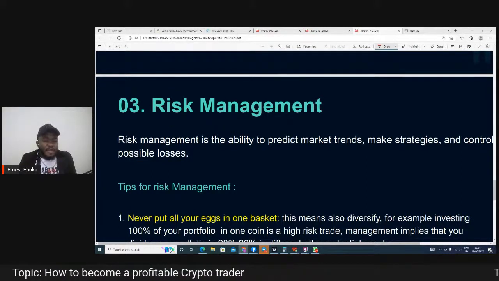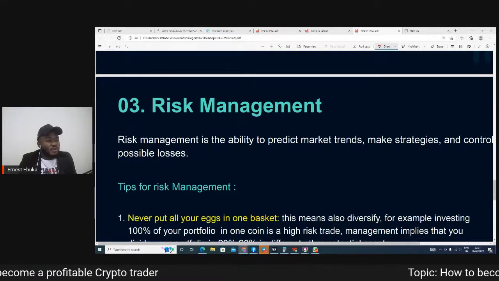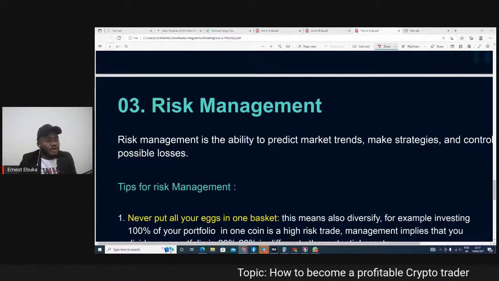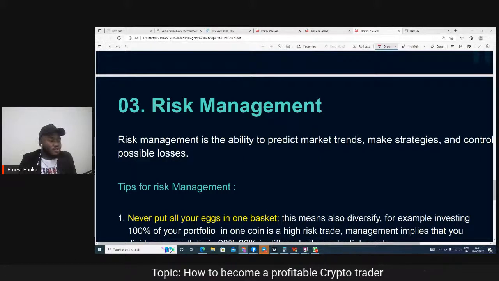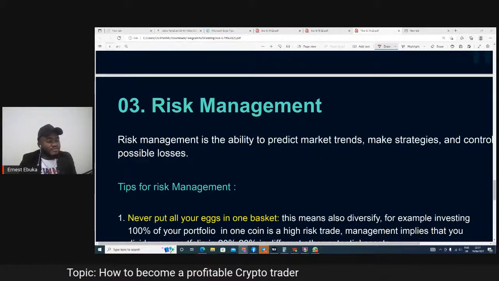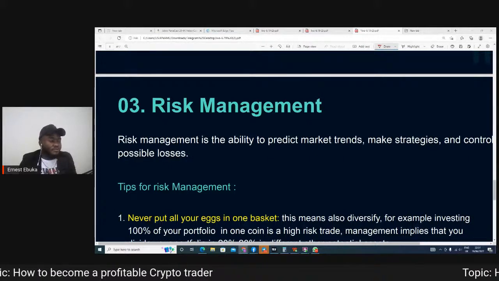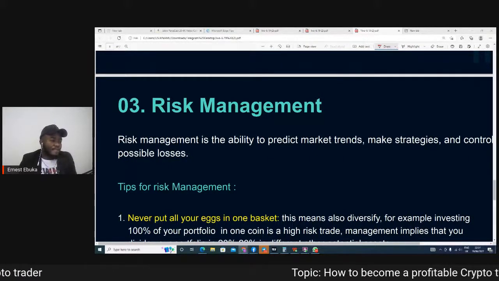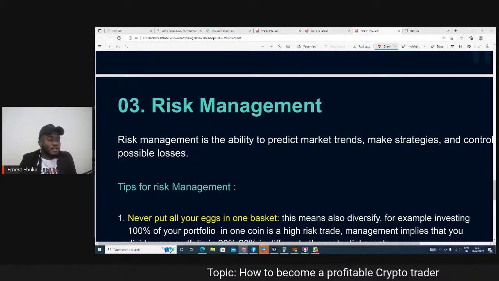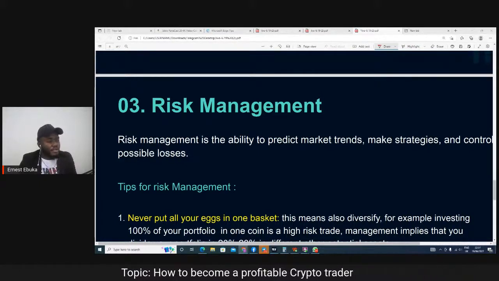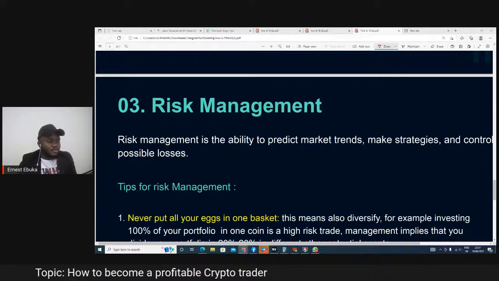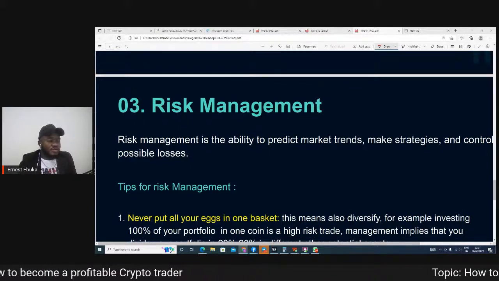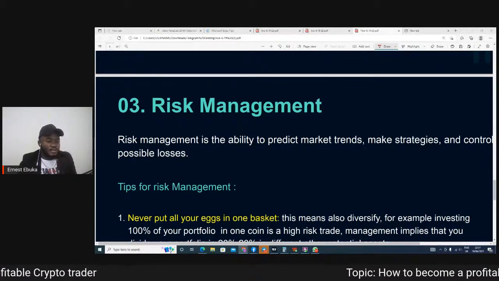Many people are losing money because they don't know how to manage their risk. They don't know how to manage their portfolio. So risk management remains one of the key factors in crypto trading that everyone needs to know about. If you are not good at managing your risk, oh my god, you will lose. You will lose more. You will know that crypto is not for the dull guys.